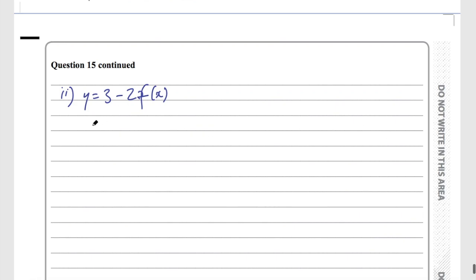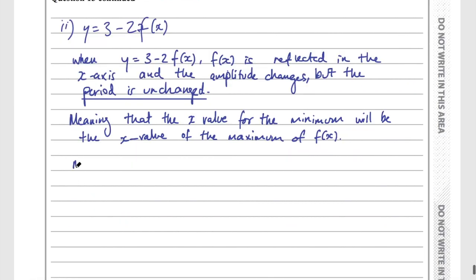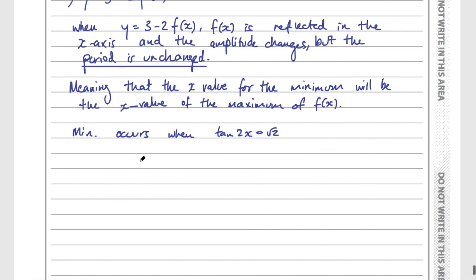So I'm going to write a bit of a paragraph here, and then I'll read through it. Okay, so when y equals 3 minus 2 f of x, it is reflected in the x-axis and the amplitude changes, but the period is unchanged, meaning that the x value for the minimum will be the x value of the maximum of f of x. Therefore, the minimum occurs when the tangent of 2x equals root 2, just as we said in part A. So therefore, 2x equals the inverse tangent of root 2.